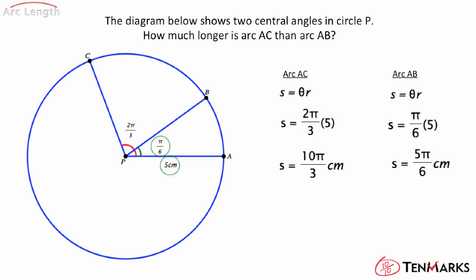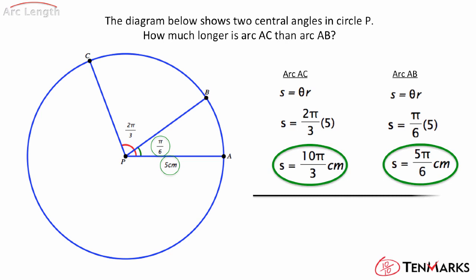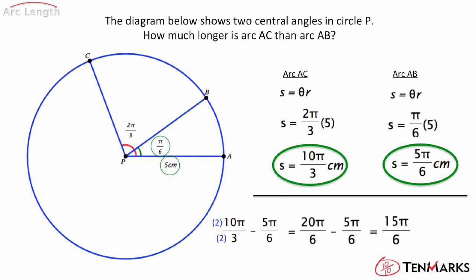To find how much longer arc AC is than AB, subtract the two lengths. Notice that you need to find a common denominator, so multiply the numerator and denominator of 10 pi over 3 by 2. Subtract to get 15 pi over 6, which reduces to 5 pi over 2 centimeters.